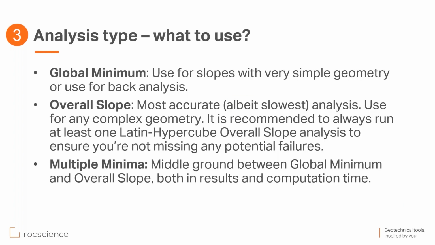So again, which one of these should you use? Global minimum, you should only use it for very simple geometries or for back analysis. Overall slope is the most accurate because it finds a different surface each time. It's also the slowest because it's the most rigorous. But really, for any probabilistic analysis you do, you should do a Latin hypercube overall slope analysis, just to make sure you haven't missed any weak regions. And the multiple minima is sort of the middle ground between global minimum and overall slope, both in results, it's more accurate than global minimum, and in computation time.